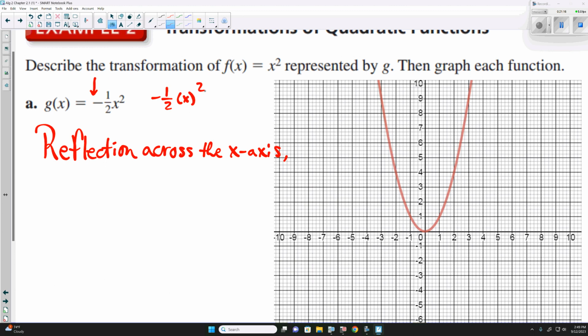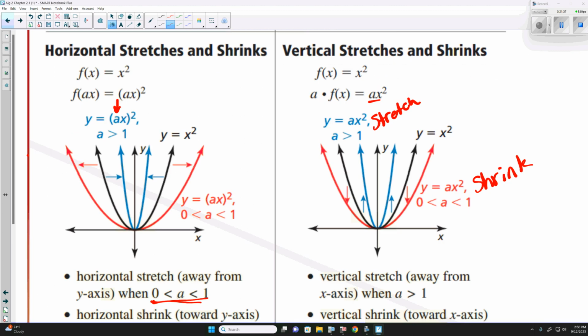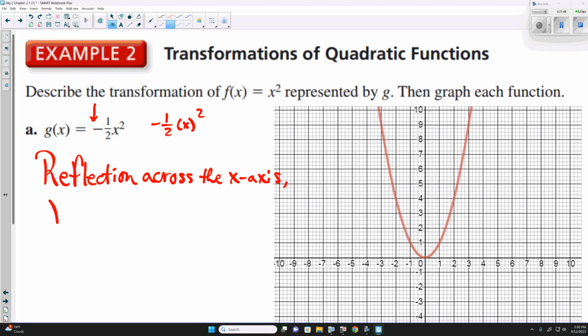So that leaves us with the 1/2. Since it's being multiplied by x, it's a stretch or shrink. Now the question is, is it horizontal or vertical? It is vertical because vertical is outside parentheses, horizontal is inside. Because if we look at these two here, horizontal stretch and shrink, the A is being multiplied by x inside. Vertical, it is outside. So it is vertical.